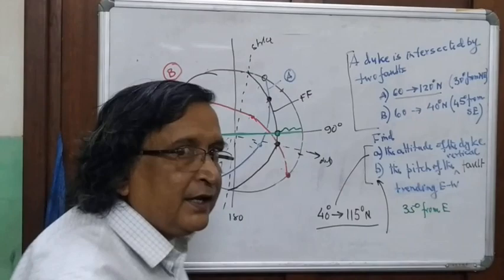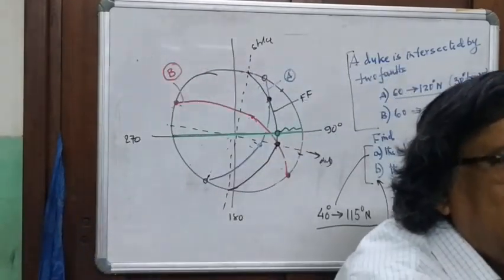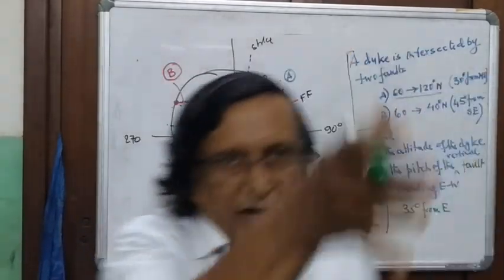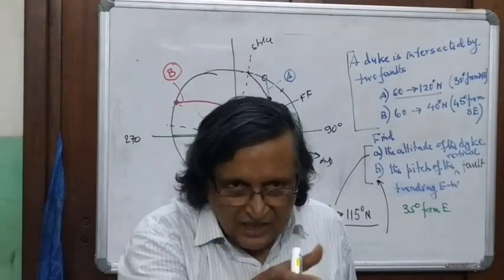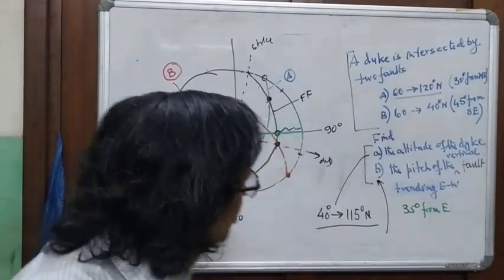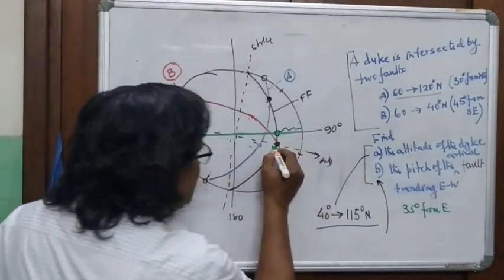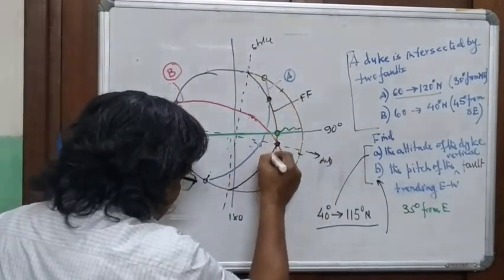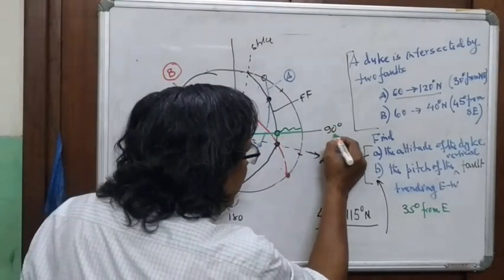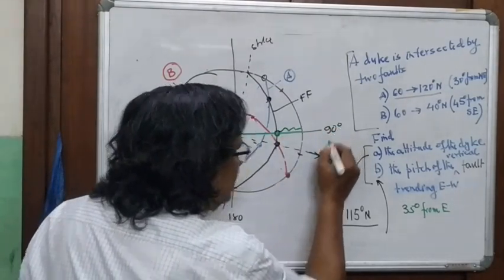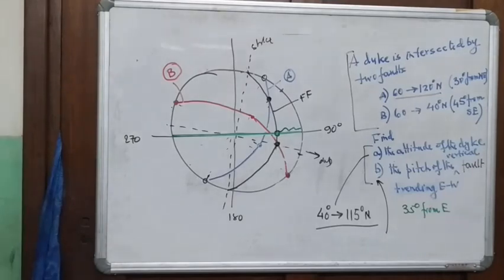But this is a vertical plane. So the pitch is equal to the plunge because the plane is vertical. If you have a vertical plane, the pitch is equal to the plunge. So that means this dike in black should appear at 30 degrees on a plane that is trending east-west.